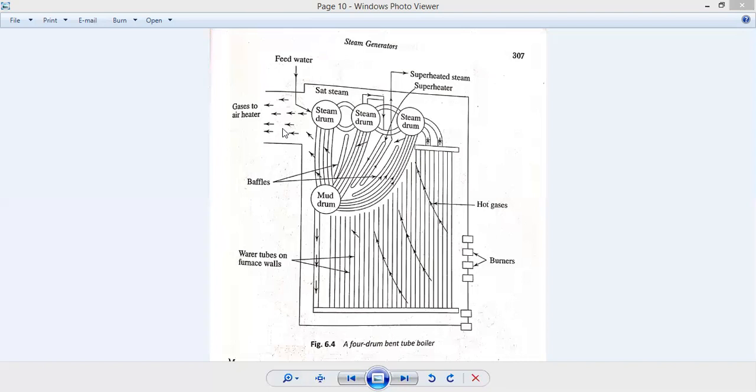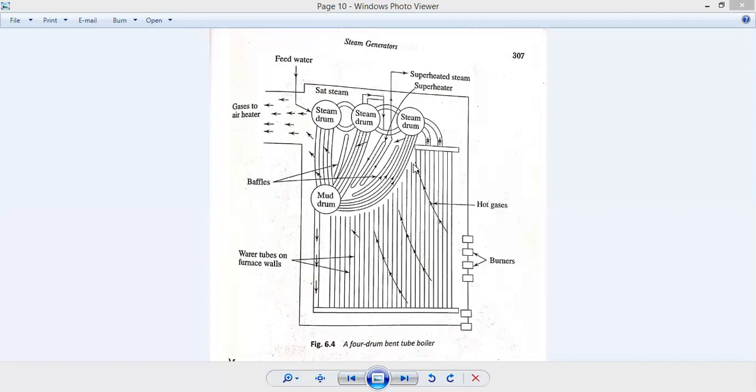Then it comes to the rear drum through the banks of the tubes, and then up to the center and front drums through the risers. All three drums had their steam and water spaces interconnected at top and bottom. The tubes were typically 70 to 75 millimeters and spaced 120 to 125 millimeters on centers.